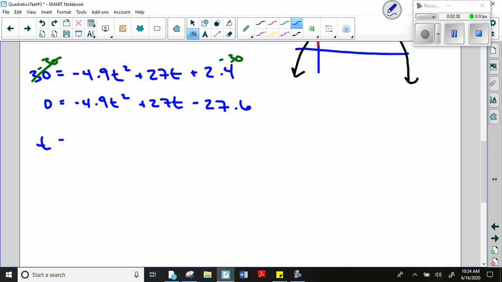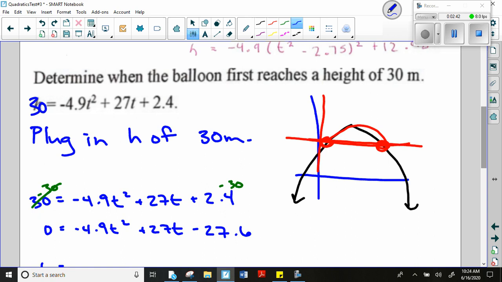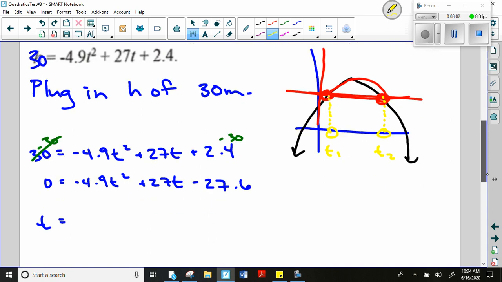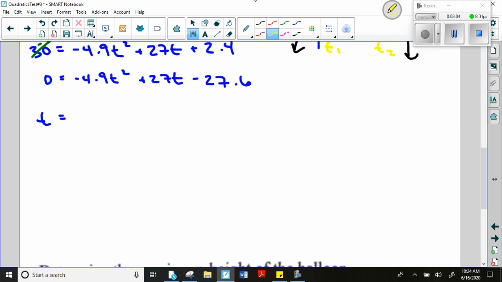Okay, let's find the time at which this happens. Now, based on my super accurate drawing over here, it's going to happen once there. I have to find that time. And then it's going to happen again there, because we're assuming this projectile is going up and then it comes down. It's not getting hit by an eagle and brought off into the goodness knows where.